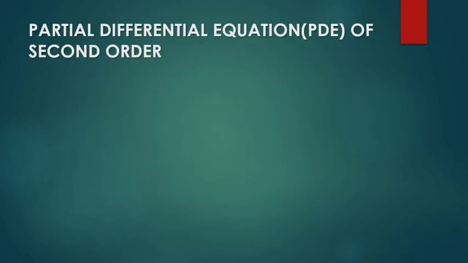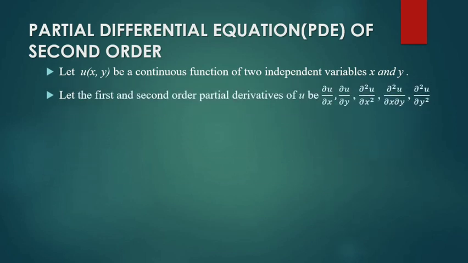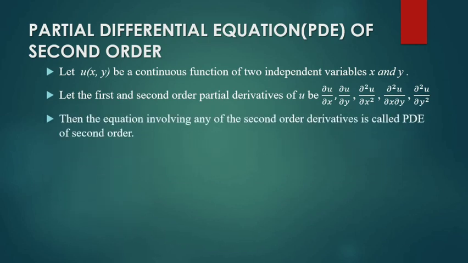First, let us see partial differential equations of second order. Let u be a continuous function of the two independent variables x and y, which has continuous partial derivatives of first and second order, such as dou u by dou x, dou u by dou y, dou square u by dou x square, dou square u by dou x dou y, and dou square u by dou y square. Then the equation involving any of these second order derivatives is called a partial differential equation of second order.